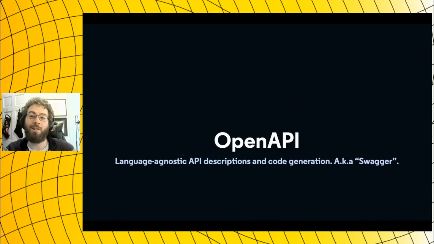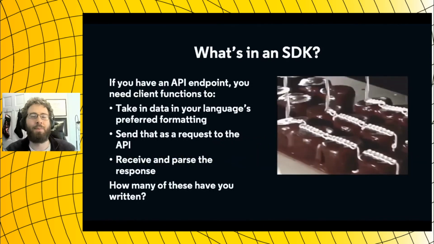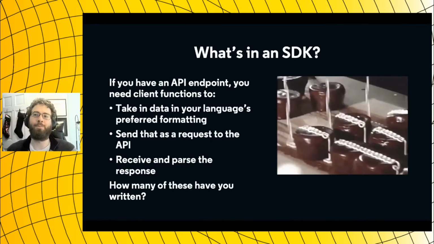OpenAPI is a language-agnostic API description and code generation package set, also known as Swagger. I will note I don't think anyone truly has a formalized standard for what OpenAPI refers to versus Swagger, so beware of that. But let's get a little context here.